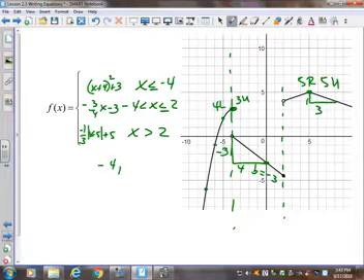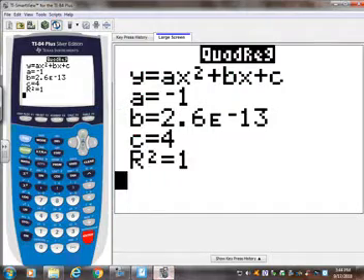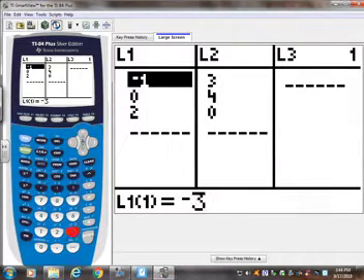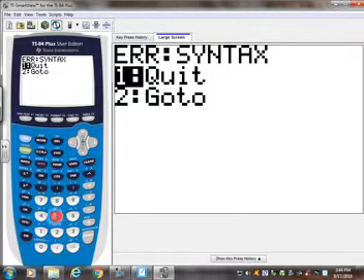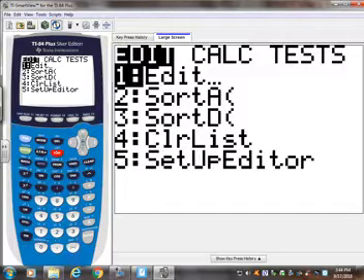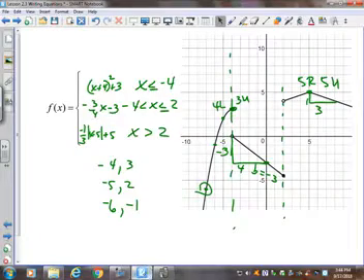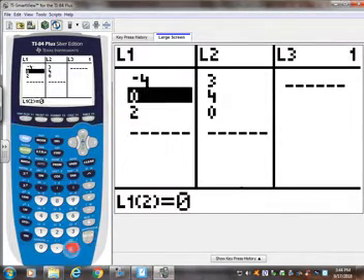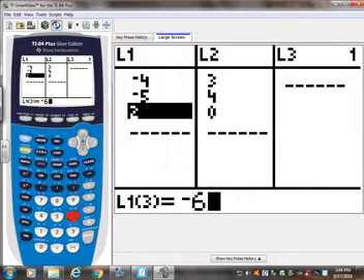-4, +3, -5, +2, and -6, -1. I don't know if I need this one way down here. We're going to leave that one out. Okay, so we're going to go back to stat edit. -3, -4, -5. Well, I did something wrong. Let me quit and go back to stat edit. -4, -5, -6.